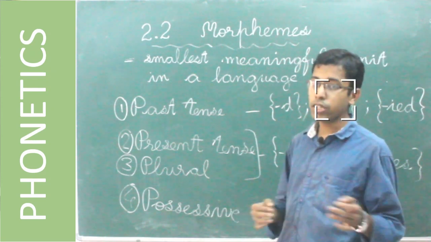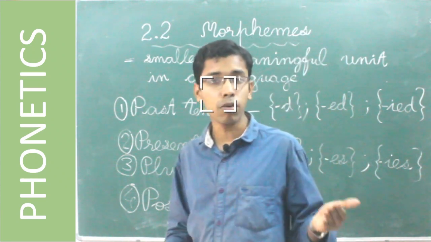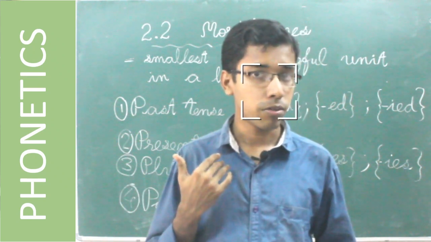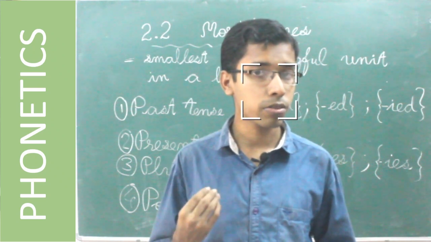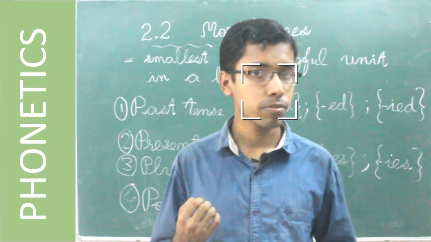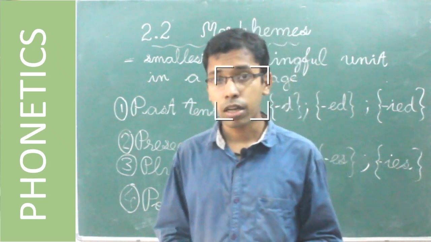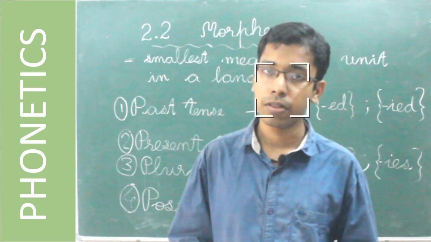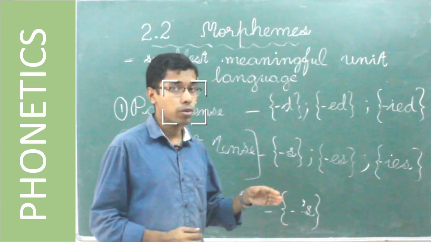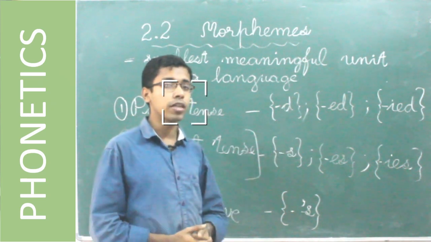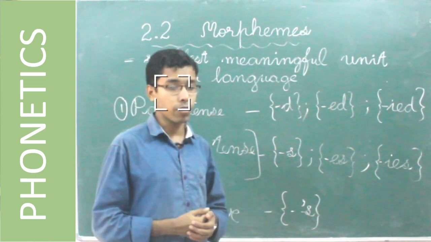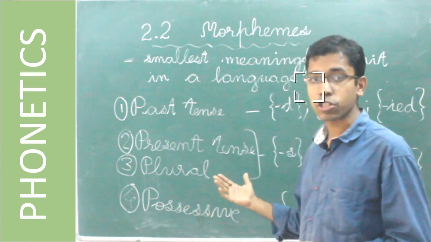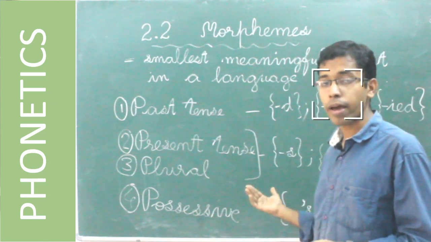Let me repeat. Today we are entering into the second part of our module 2 of the word stress. Last day we saw the syllables. Syllables were... Can you repeat? What are syllables? Okay, syllables determine the monosyllabic words, disyllabic words, trisyllabic words, and the polysyllabic words. And today we discuss the morpheme. Morpheme is the smallest meaningful unit in a language. There are various morphemes, but we discuss only four morphemes, which are useful for us. They are past tense morpheme, present tense morpheme, plural morpheme, and possessive morpheme.